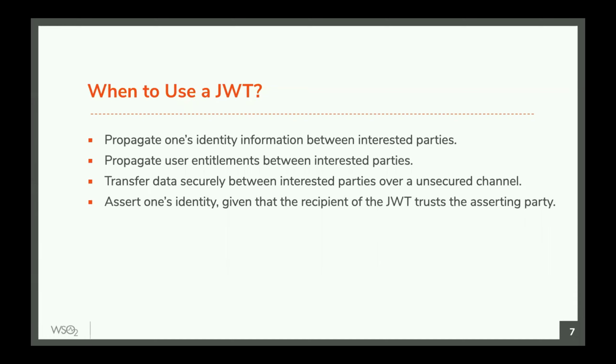Okay, and you can use JWT to transfer data over an unsecured channel. Since it is signed, nobody can change it. If somebody changes it, you can detect it at the recipient side. But if you worry about confidentiality, then of course you can use message level encryption with JWE, which we'll discuss later. And JWT is another way of asserting one's identity, given that the recipient of the JWT trusts the asserting party. So in our previous example, DMV is the issuer or the asserting party, right?